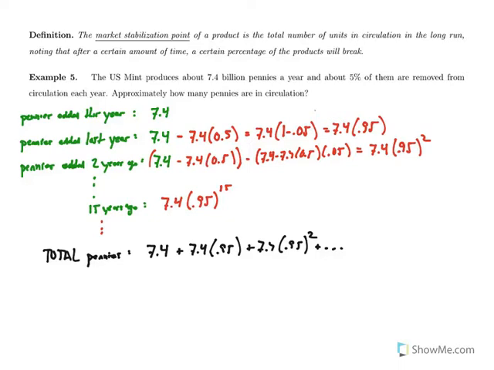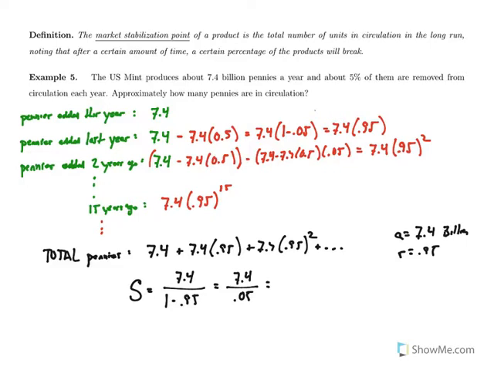So this is going to be an infinite geometric series with A equal to 7.4 billion, we should say billion here, and R equal to 0.95. So we have A over 1 minus R, 7.4 over 0.05, which is equal to 148 billion.